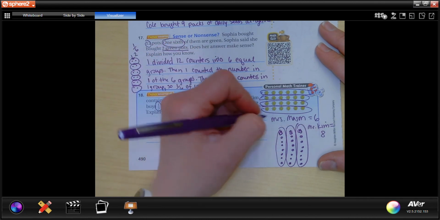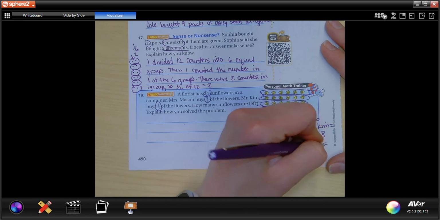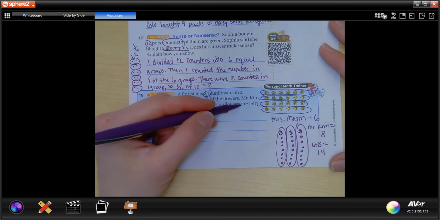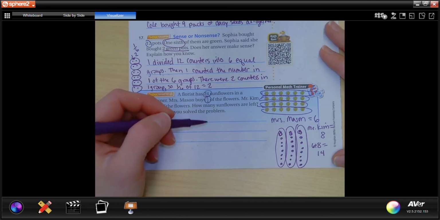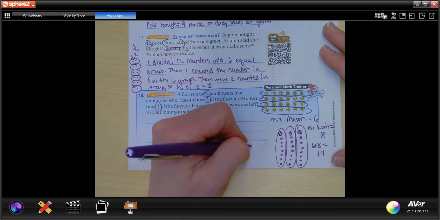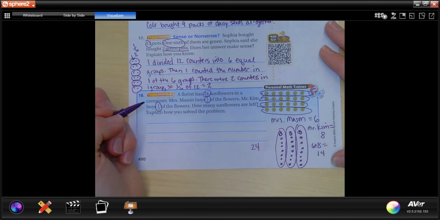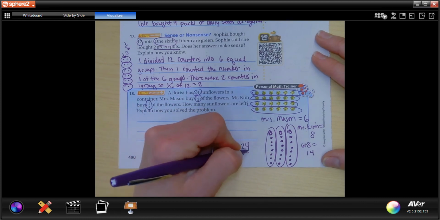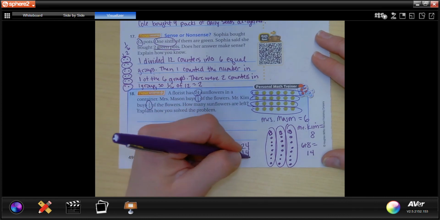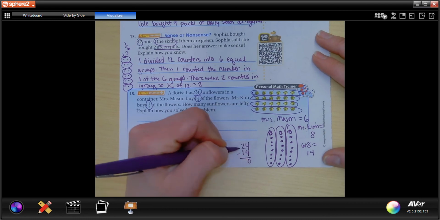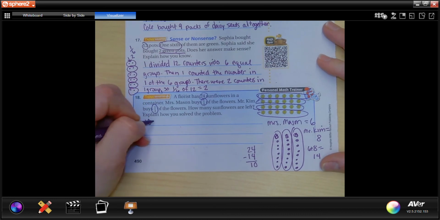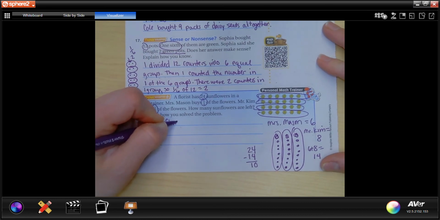equals 14. All right. So then we need to know how many sunflowers are left. Well, there were 24 in all, right? And Mr. Kim and Mrs. Mason bought 14 of them. So they took away 14 of them. So 4 minus 4 is 0. 2 minus 1 is 1. 10. There are 10 sunflowers left.